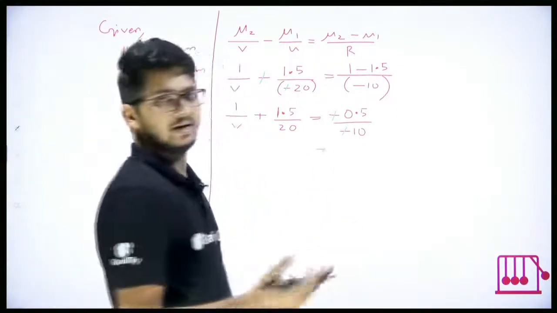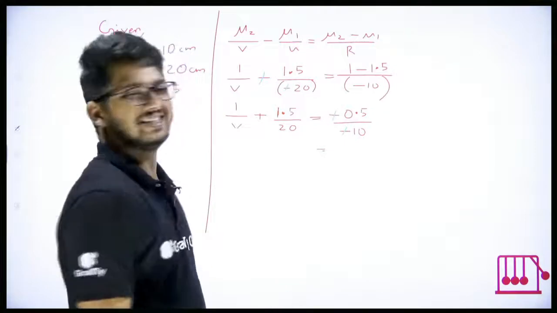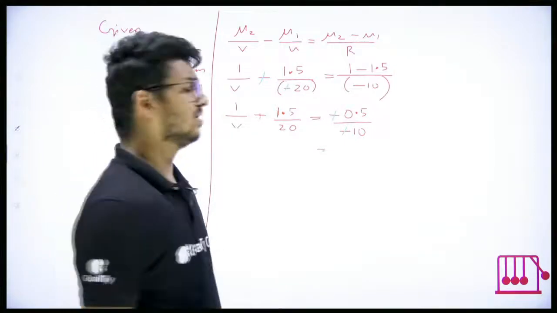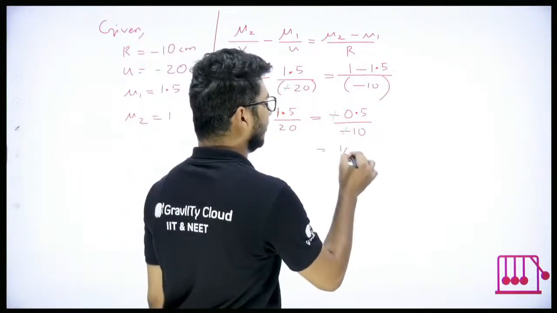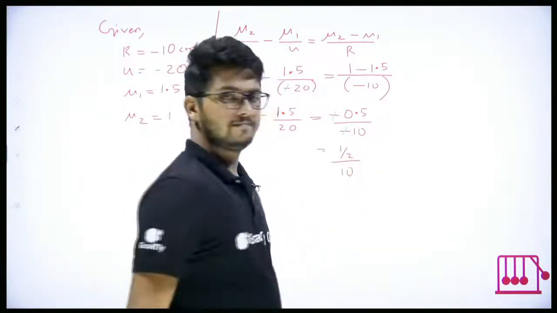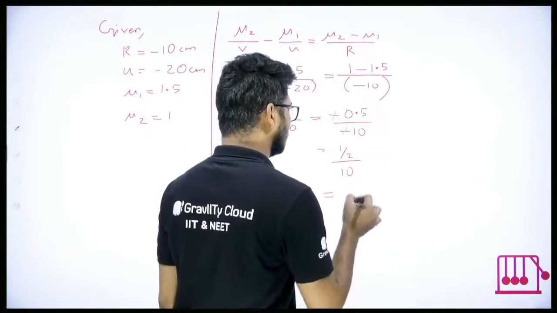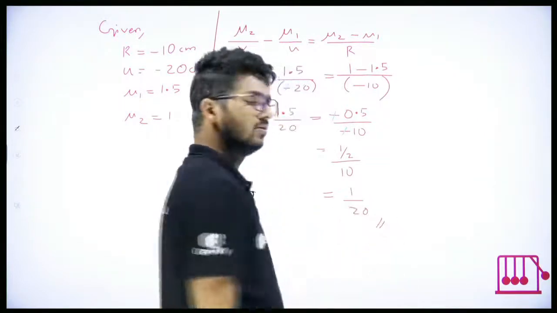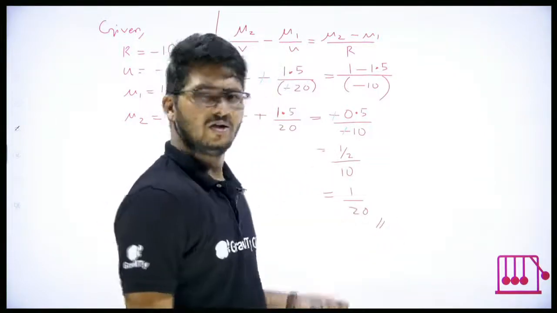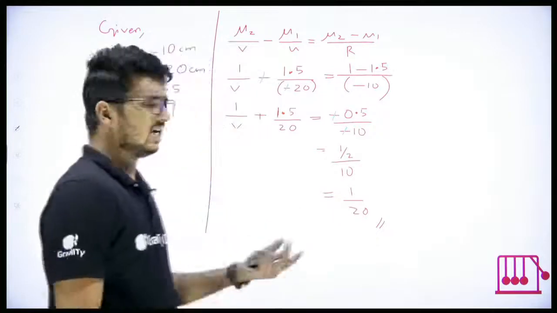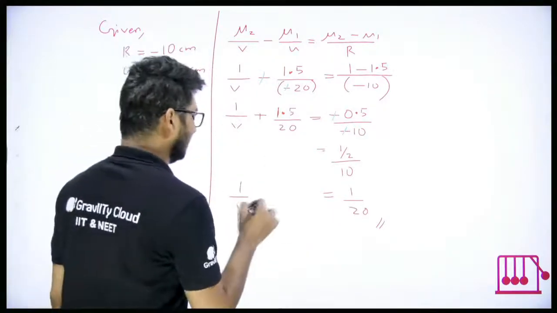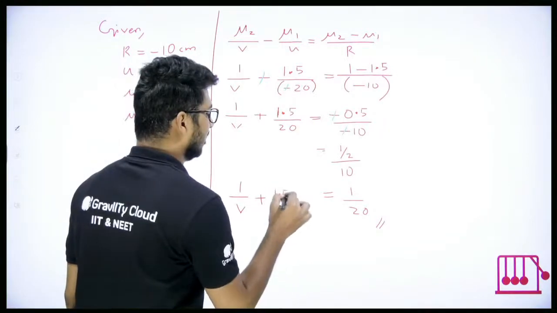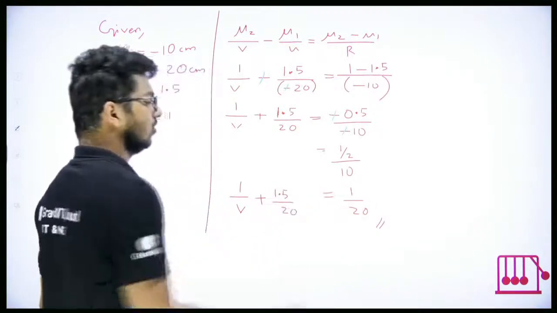I'll just show you a simple trick. Anytime you can convert decimals into fractions, that will be easier because you can do that calculation in your mind. 0.5 is 1 by 2 by 10. 2 will come in the denominator, so it will become 1 by 20. Simple. You can do this calculation in your mind, right, directly. So 1 by V, what did we get? 1 by V plus 1.5 by 20 is equal to 1 by 20.